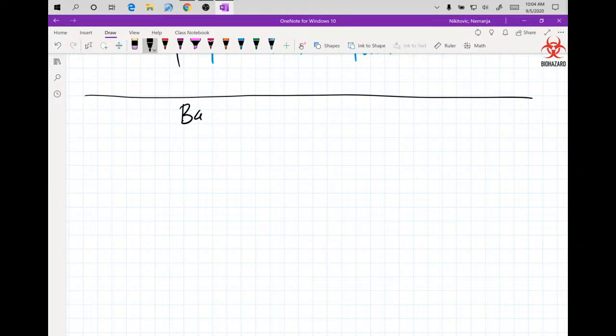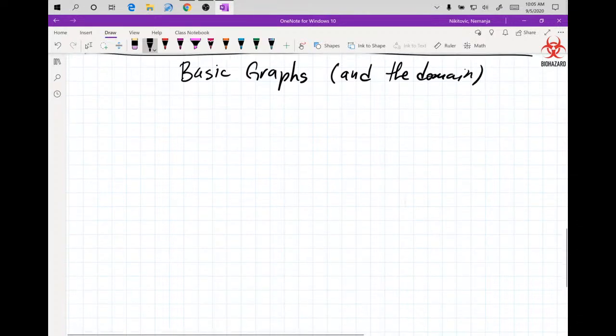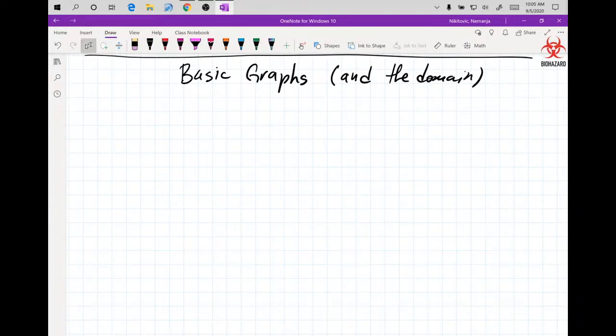So we'll talk about the domain as we are reviewing the basic graphs. That's what we are going to look at now. So the function y equals c, known as a constant function.